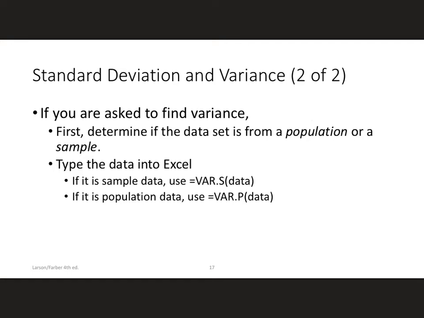When you're asked to find the variance, again, first determine if the data set is from a population or a sample, and then you're going to use your formulas depending on which one it is. If it is a sample, you'll use equals VAR.S and select the data, and if it is a population, you'll use equals VAR.P and select the data.